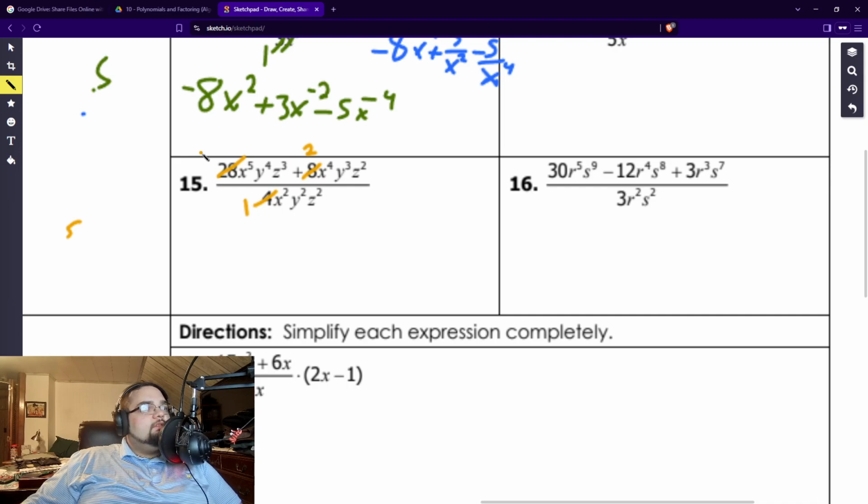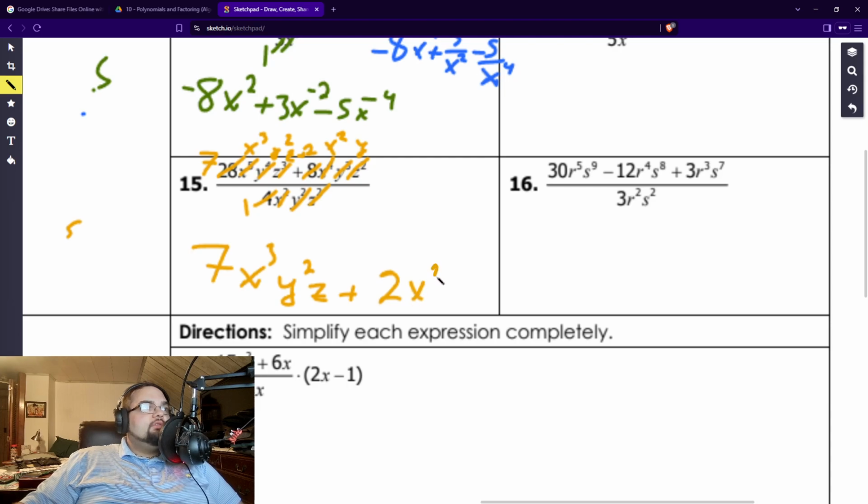And that's what? 7? That's 7. 7s are such weird numbers, aren't they? All right. x^2, x^4, so that leaves me with x^2, and x^5, that leaves me with x^3. y^2, y^3, that leaves me with y, y^4, that leaves me y^2. And z squared, z squared, z cubed, that leaves me with z. And I'm going to bring it down, make it a lot nicer. 7x^3y^2z plus 2x^2y. All right.